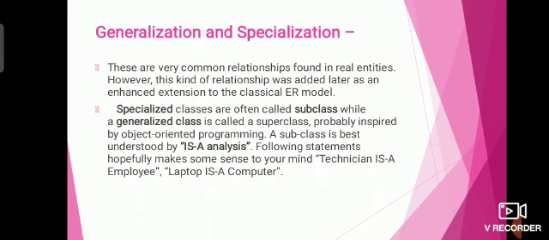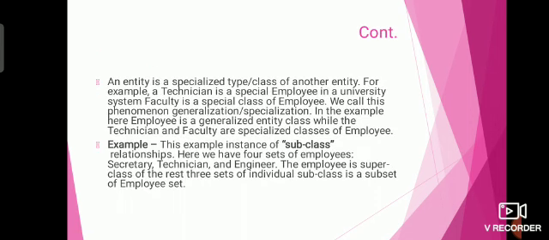And also again we can say the generalization and specialization are object-oriented concepts. In an object-oriented way, we can say that specialized classes are often called subclasses, while a generalized class is often called a superclass. So the subclass is best understood by is-a analysis. So the entity is a specialized type or class of another entity.